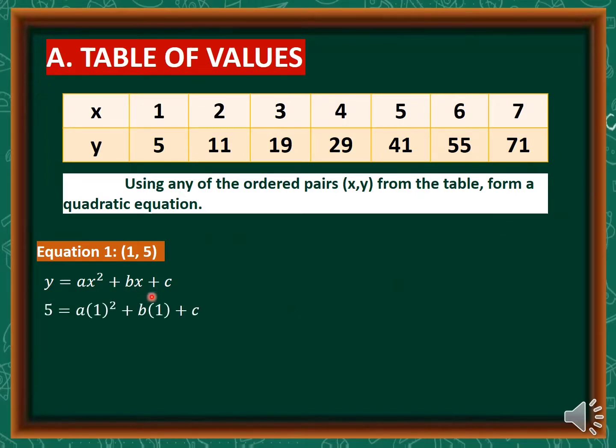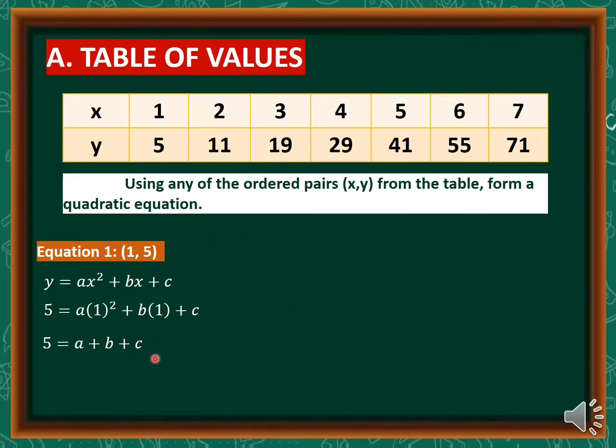So, therefore, the resulting equation will become, ang y natin will be 5 is equal to a. X yung sasubstitute natin kasi yun yung may value. So, we have 1. So, a times 1 squared plus b times, ang x natin again ay 1 plus c. So, that's it. You just need to simplify. So, 5 is equal to 1 squared is 1. So, 1 times a, we have 1. B times 1, we have b. And positive c. So, therefore, we have 5 is equal to a plus b plus c.